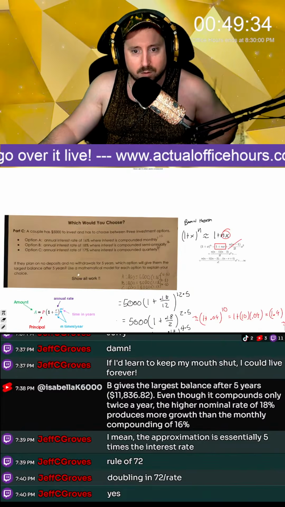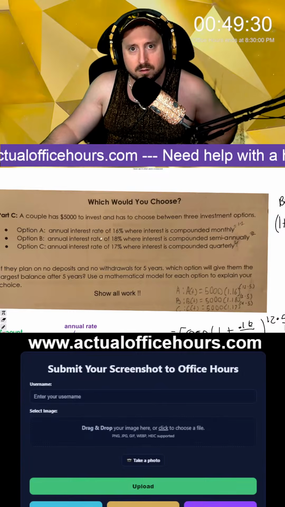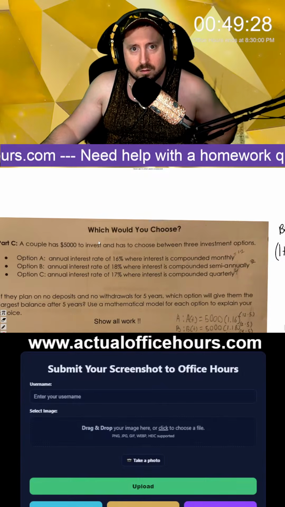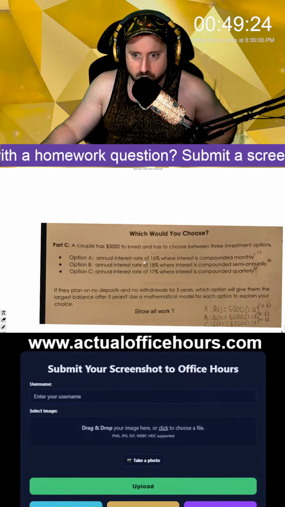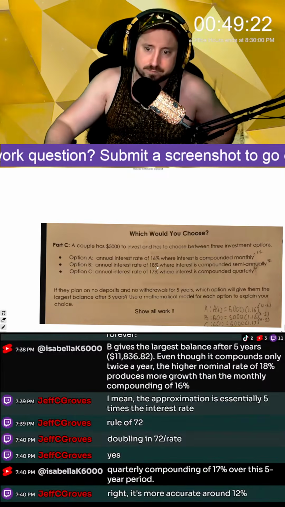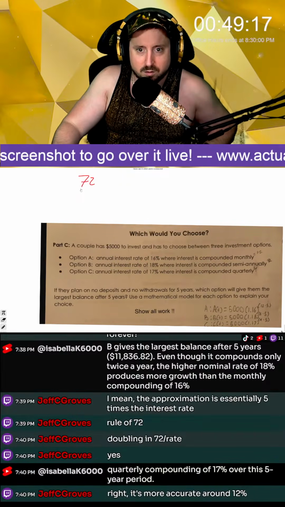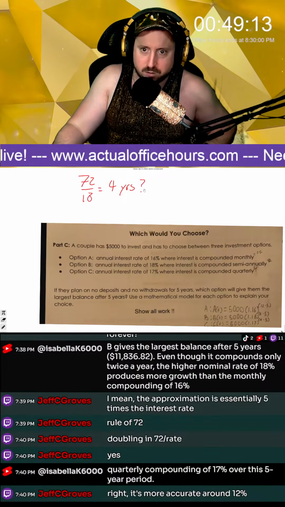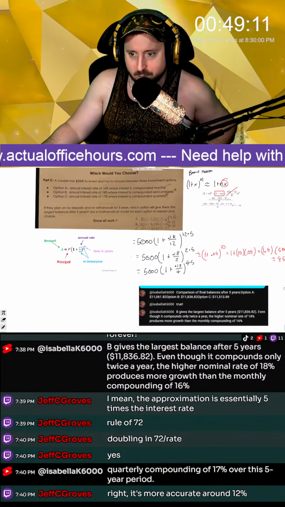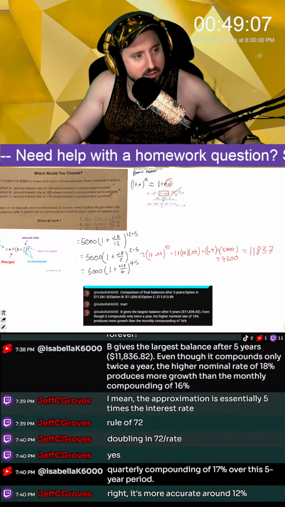And then, actually pretty cool here, in terms of what this was, 72 divided by 18. That's around 4, right? 4 years to double? And it certainly doubled after 5, so it probably doubled after 4. So I agree. Yeah, 72 divided by the rate.